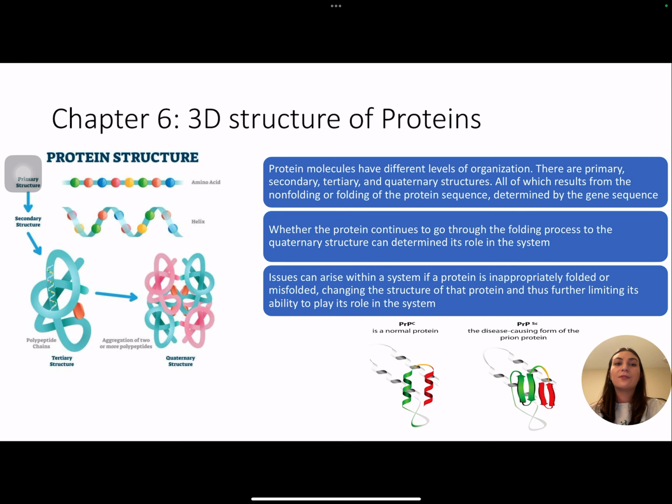Protein molecules have different levels of organization. There are primary, secondary, tertiary, and quaternary structures, all of which result from the non-folding and folding of the protein sequence determined by the gene sequence. Whether the protein continues to go through the folding process to the quaternary structure can determine its role in a system. Issues can arise within a system if a protein is inappropriately folded or misfolded, changing the structure of that protein and then further limiting its ability to play its correct role in the system.